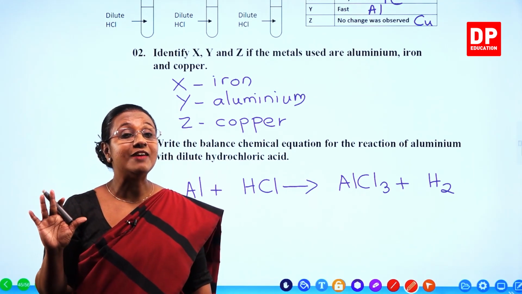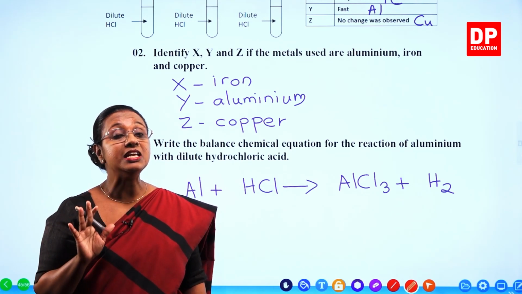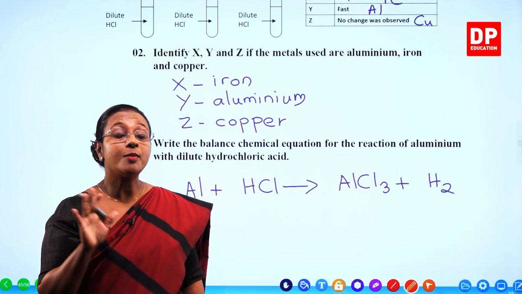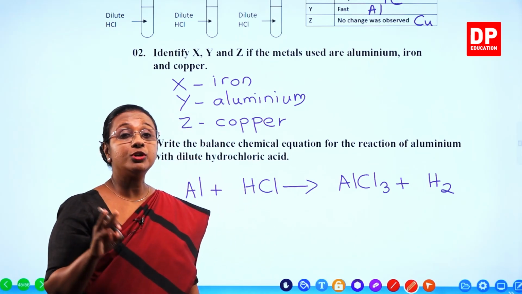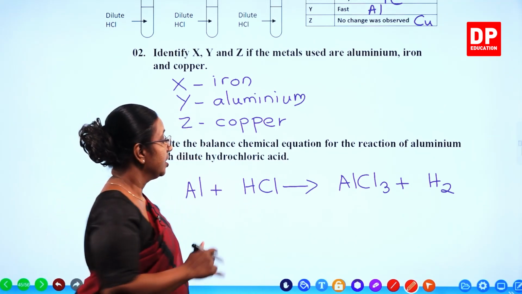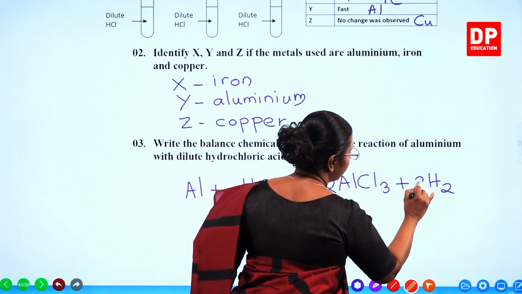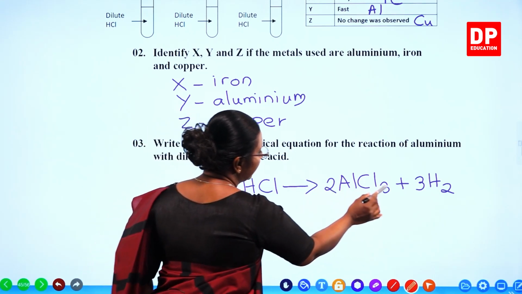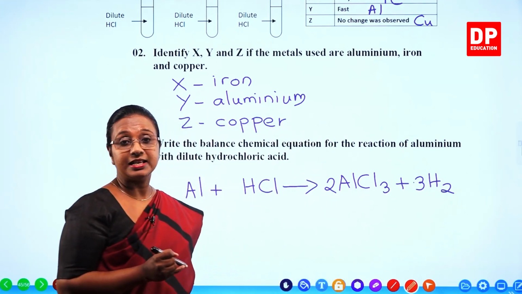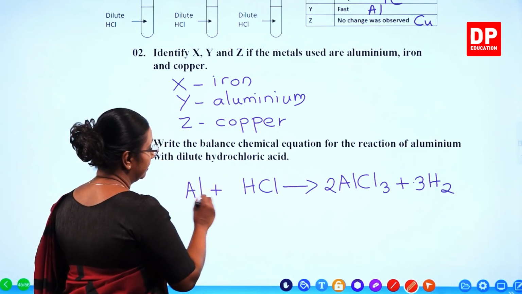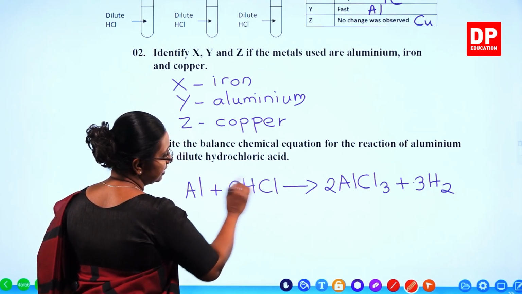So when you see the values 2 and 3, you all know by now. What do we use? The least common multiple. Least common multiple of 2 and 3, 6. So we have to have a total of 6 atoms there. So to do that, we can put a 2 here and we can put a 3 there. So 2 into 3, 6 chloride ions, and 3 into 2, 6 hydrogen atoms. So then we will need to have 6 HCl, 6 hydrogen, 6 chlorine.